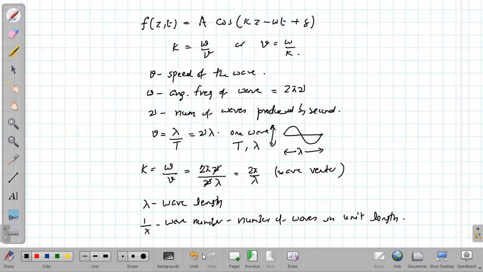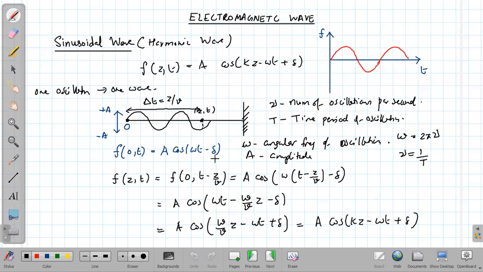Now, finally, we have just missed one thing to discuss, that is delta, which comes from the oscillation itself. So there is a delta here. Now, what is delta? The meaning of delta here. Delta is called the initial phase. So if delta is 0, then the oscillation will start from capital A.